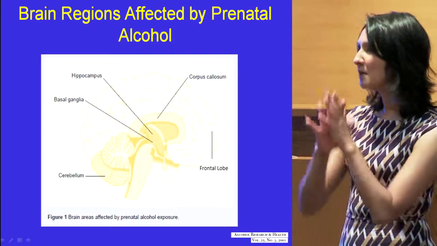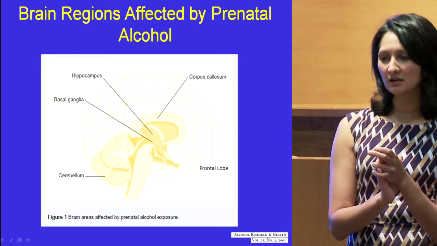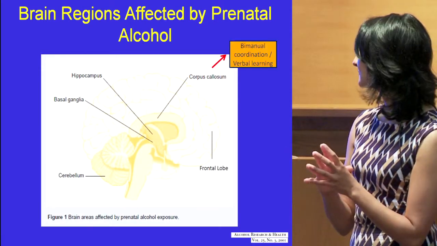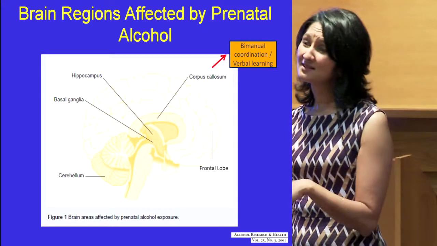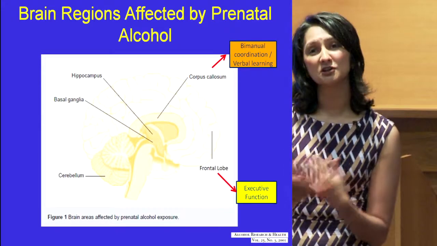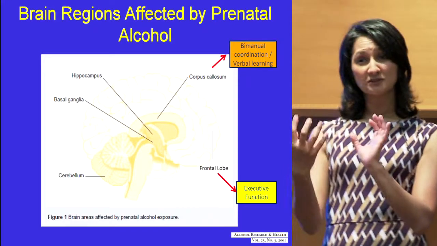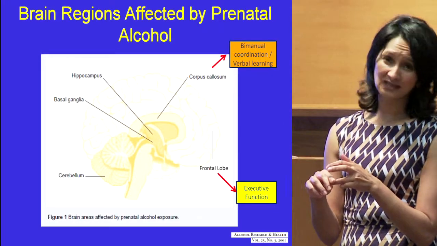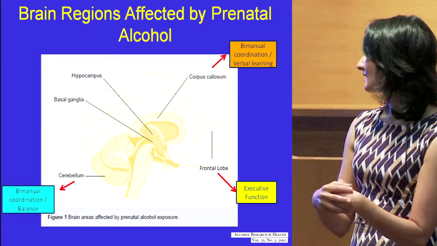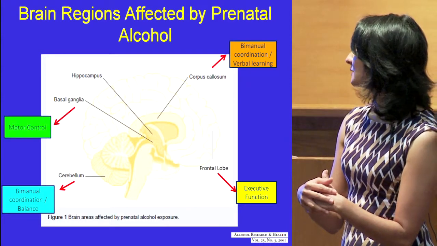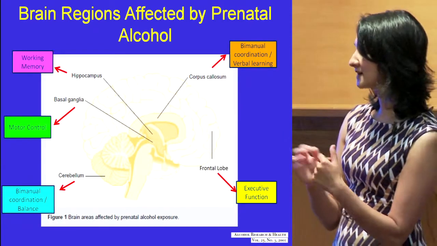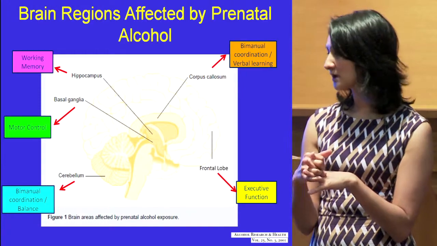So to summarize, there are multiple brain regions that are affected by prenatal alcohol exposure, and structure predicts function. We see that the corpus callosum is often affected, and clinically these kids have deficits in their bimanual coordination and their verbal learning. The frontal lobe is affected, and because of those structural deficits, we can see differences in executive function. The cerebellum is affected, and we see deficits in bimanual coordination and balance. The basal ganglia is affected, leading to deficits and vulnerabilities in motor control. And the hippocampus is affected, resulting in deficits and vulnerabilities in working memory.